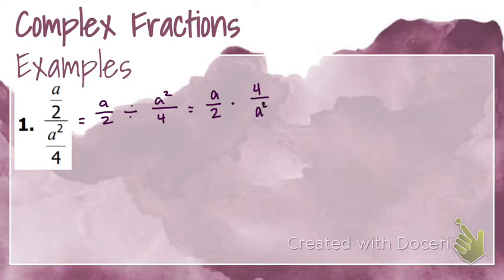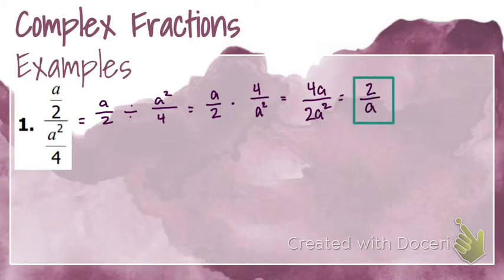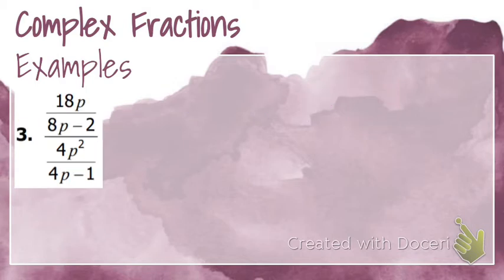So 4 over a squared. So keep it, switch, switch. All right, so now we have a times 4 is 4a, 2 times a squared is 2a squared. And this is going to reduce to 2 over a. Guys, that was way more simple than we thought it would be, am I right? So let's make it a little more complicated. After all, we did call them complex.